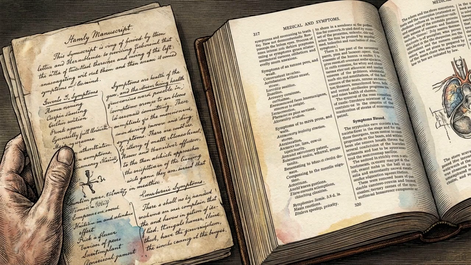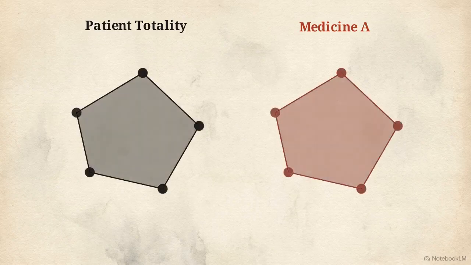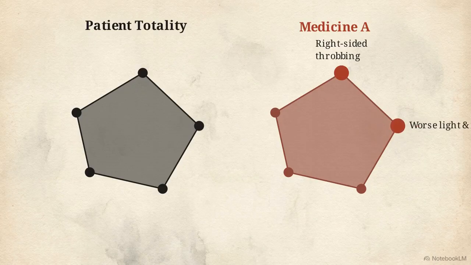The final pathway is the core of the homeopathic method, detailed in aphorisms 22 through 27, the similar symptom relation. Here is our original patient totality compared against medicine A. The proving profile for medicine A shows a right-sided throbbing headache. It is worse from light and motion, better from stillness, thirstless and irritable.